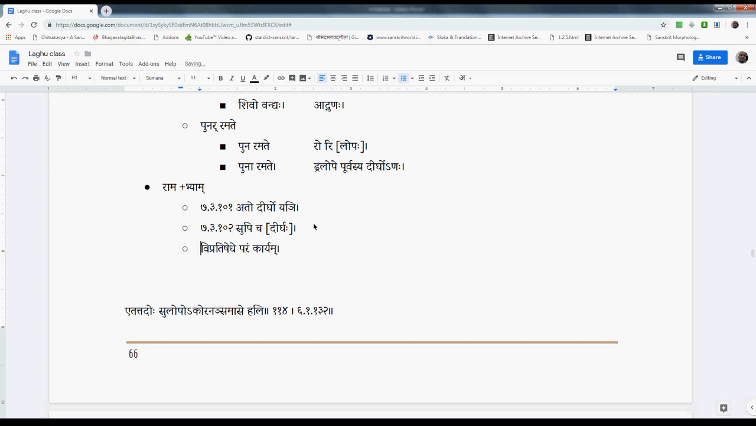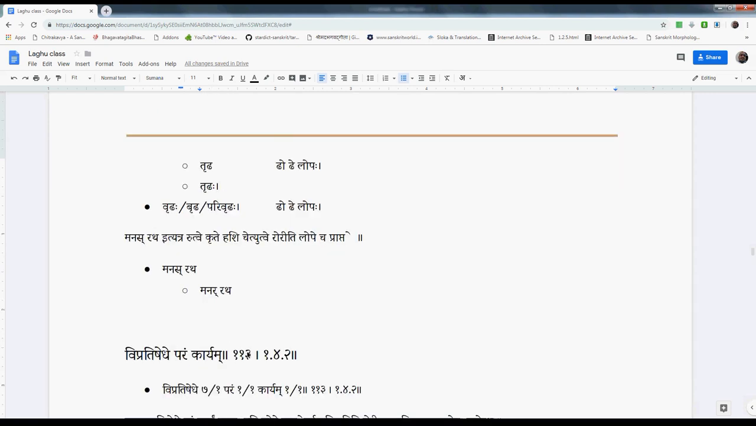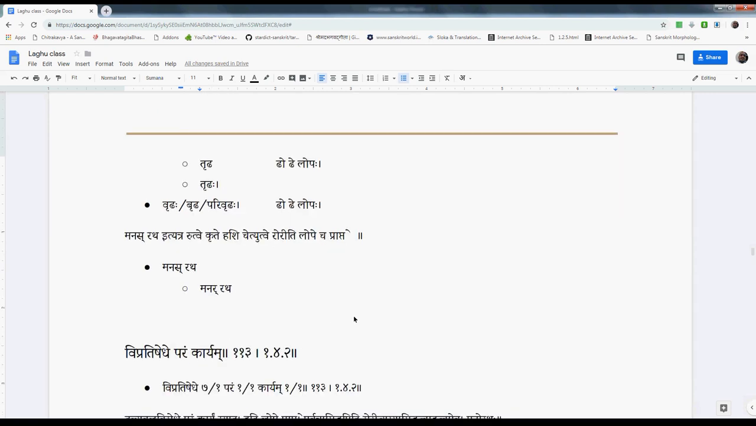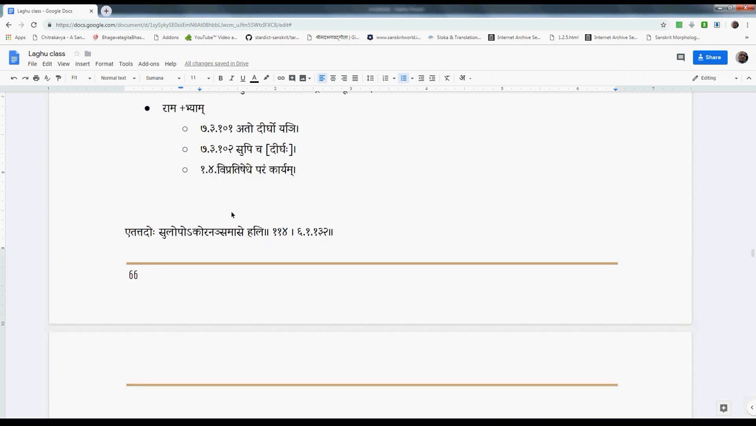And therefore you apply this sutra. This is what? 1-4-2, I'll just mark this 142. Sorry, where are we? Vipratishede Param Karyam. Therefore, by this Vipratishede Param Karyam, you apply Supicha.